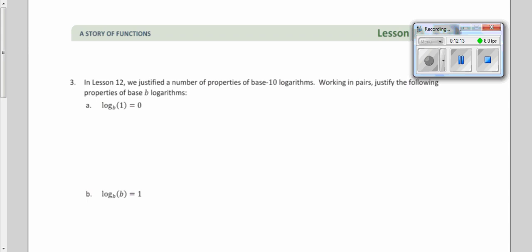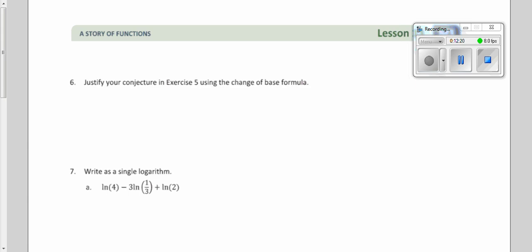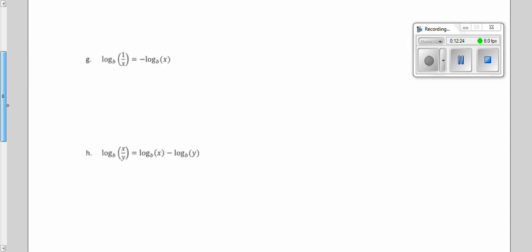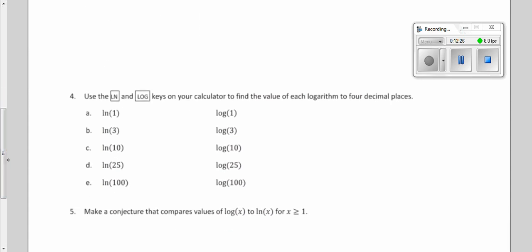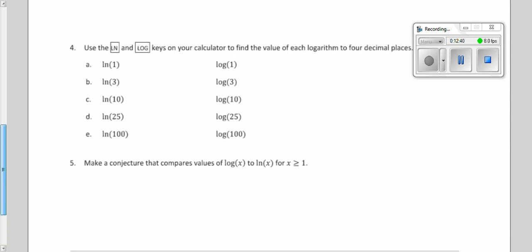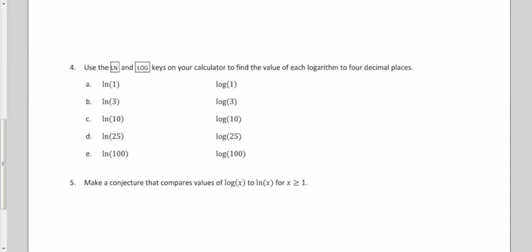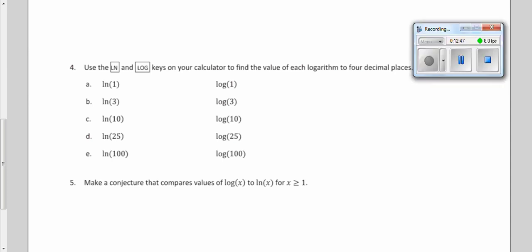Now that we've looked at how to do the change of base formula, I want to jump ahead to, I believe it's the 3rd page. Yeah, it's exercise 4 on page S.84. So you should be on S.84, and we're going to look at ln. Everybody look to your calculator, find the button.